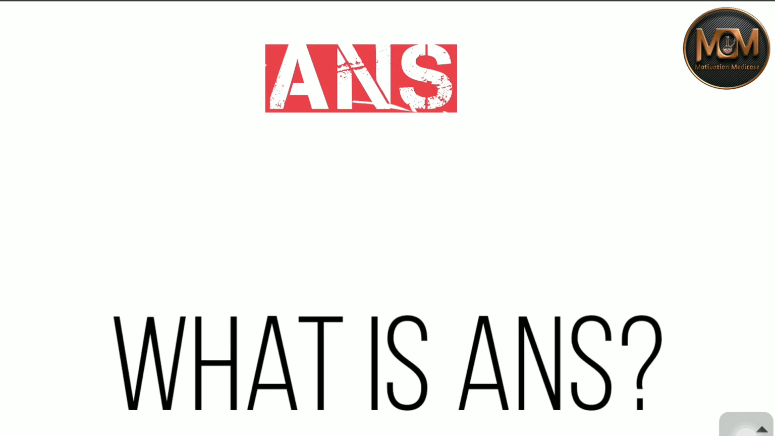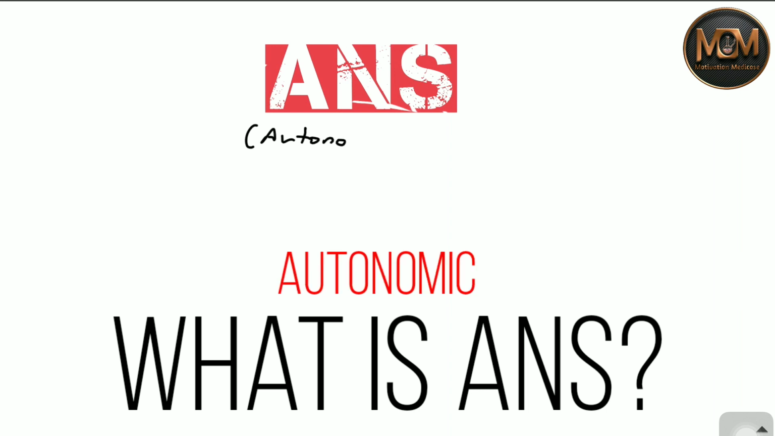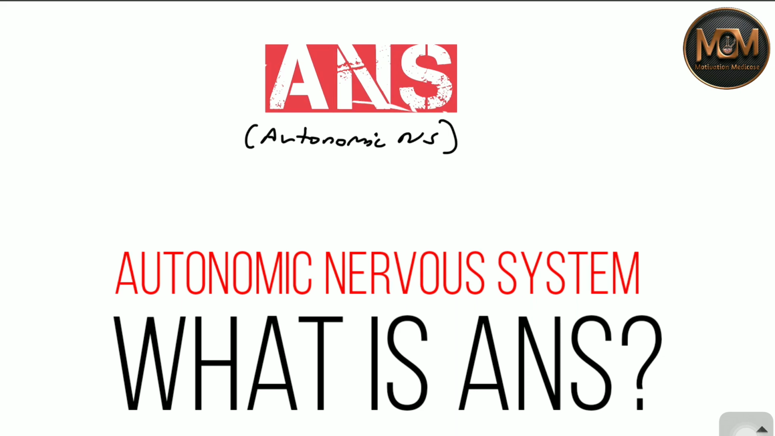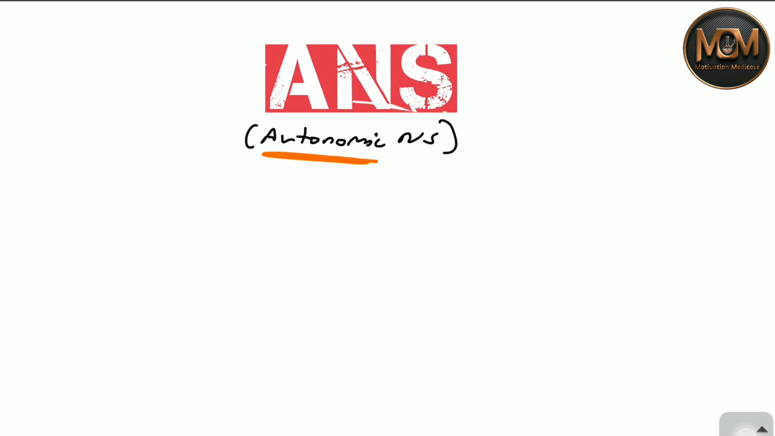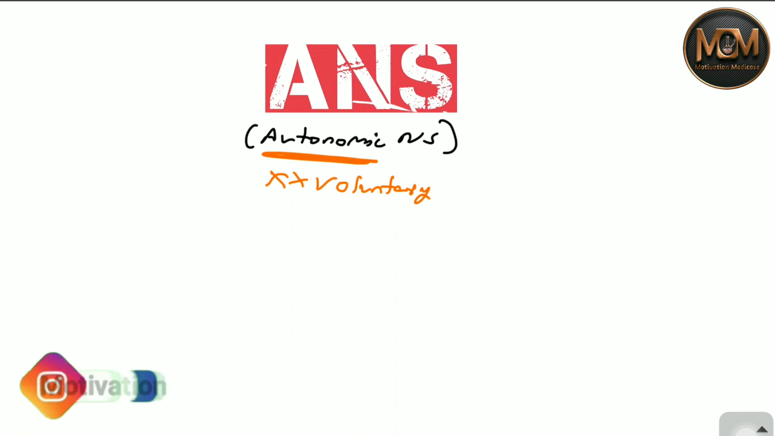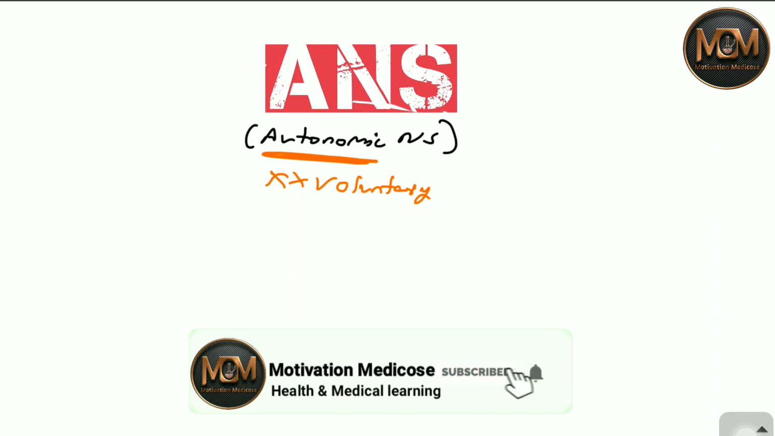So what is ANS first of all? ANS is the autonomic nervous system. The word autonomic means it is doing by itself. You cannot do it by yourself. It is not by your voluntary response, so it will work by itself. Its secretions, like the secretions in our body, in the stomach or in sweat glands, are not through our action. It is by our body response.